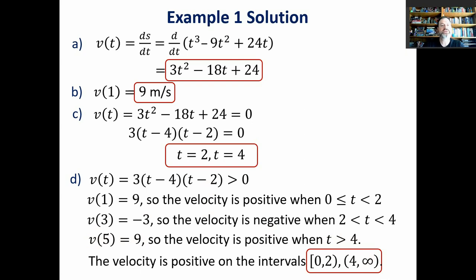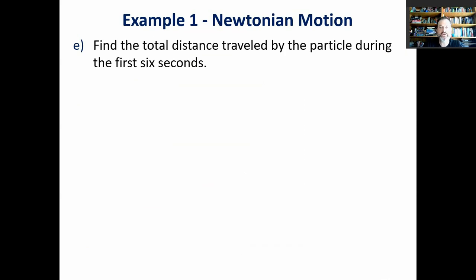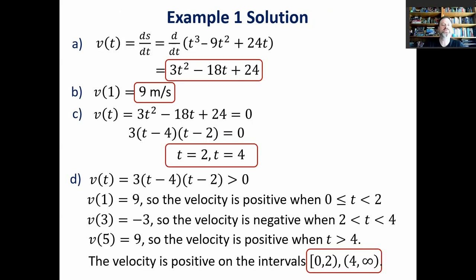All right, let's keep going in this example. And let's find the total distance traveled by the particle during the first 6 seconds. So there's a lot going on here. So I'm going to back up, and we're going to use what we have here to solve this problem. So look at what's going on. It's moving forward between 0 and 2, moving backward between 2 and 4, and then it's moving forward again from 4 to infinity, but we're really just going from 4 to 6 for part E.